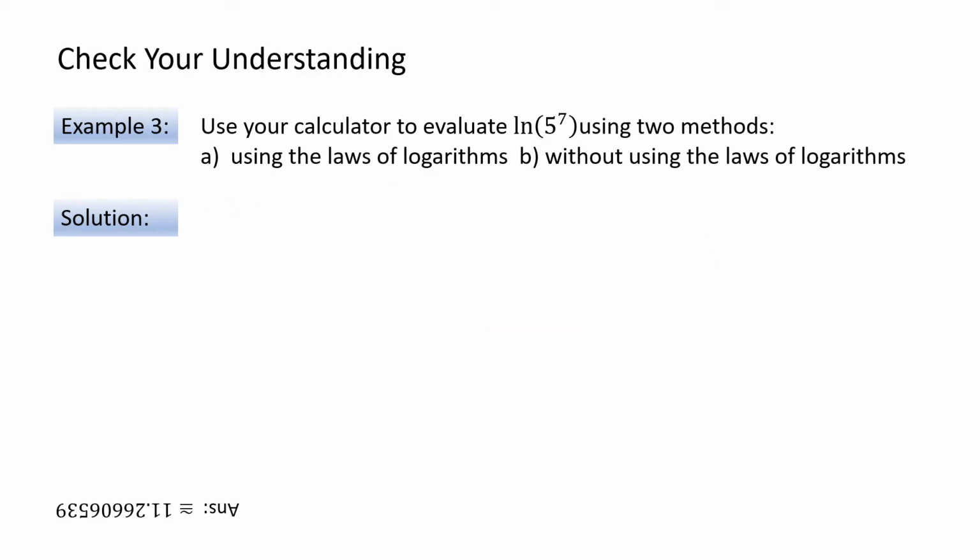Now, our next example, using our calculator, we'll evaluate the ln of 5 to the exponent 7. So we'll use two methods. The first, again, using the laws of logarithms, and B, not using the laws. Starting with A, we get the ln of 5 to the exponent 7. Remember, we can take an exponent and move it in front. So that becomes 7 times the ln of 5. If we do that, the ln of 5 times 7, we get 11.266.